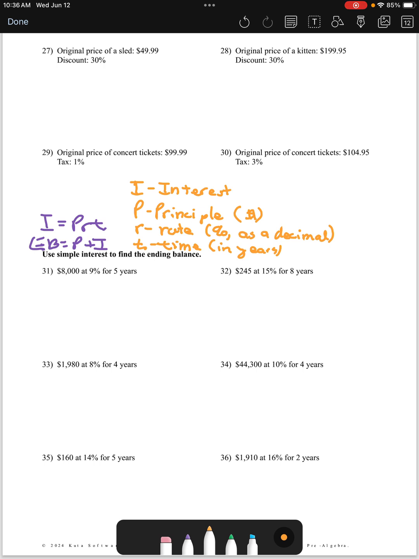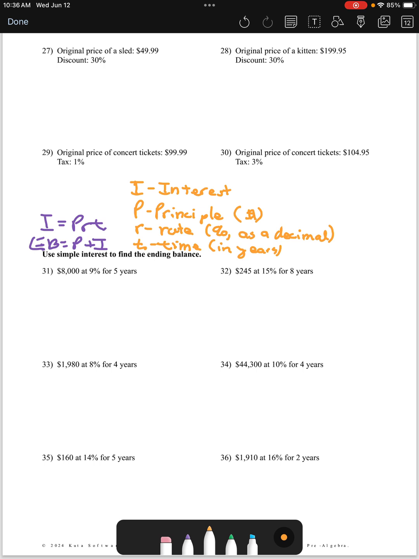And I forgot to define I. I is interest. It will be a dollar amount. P stands for principal, which is the amount of money that you are starting with. R is the percentage rate. But in our calculations, we're going to have to use the decimal form of the percentage rate.